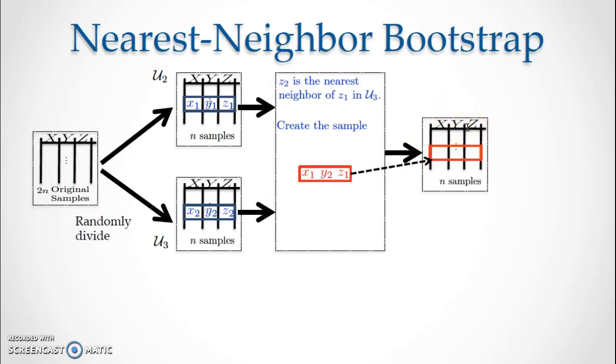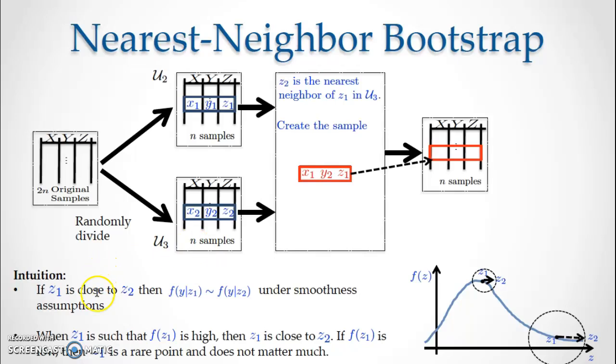We show that the samples in U2 prime are close to samples coming from f_CI. The intuition is that when z1 is close to z2, f of y given z1 is similar to f of y given z2 under some smoothness assumptions. Now when z1 is such that f of z1 is high, then z1 and z2 are indeed close. When f of z1 is low, then z1 itself is a rare sample and does not matter much.